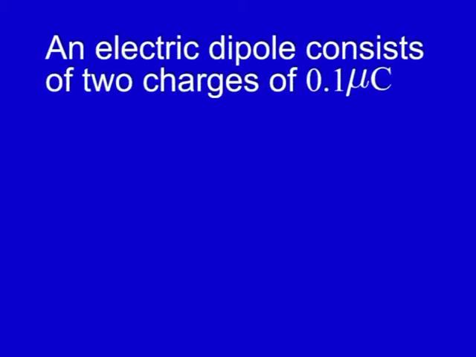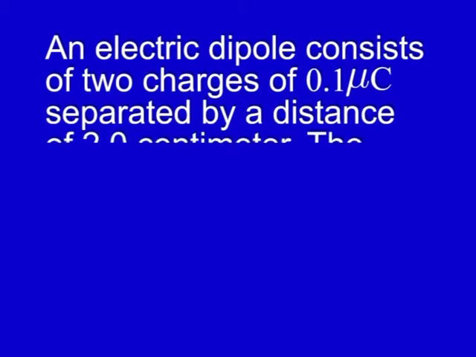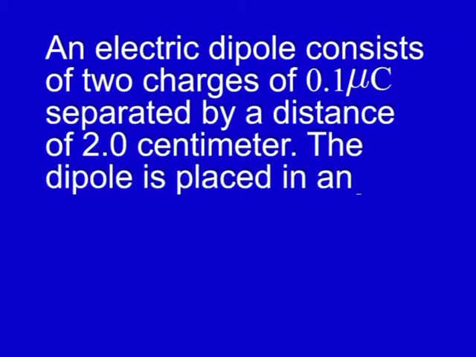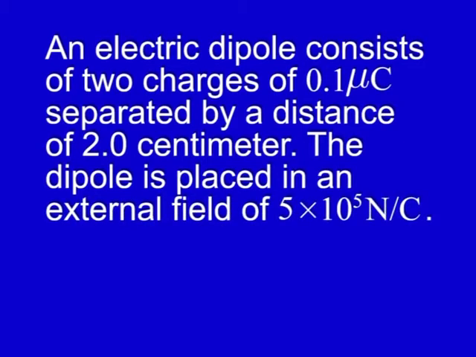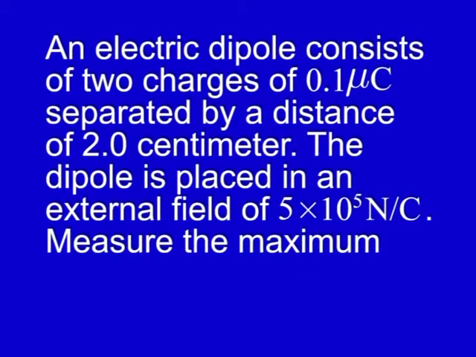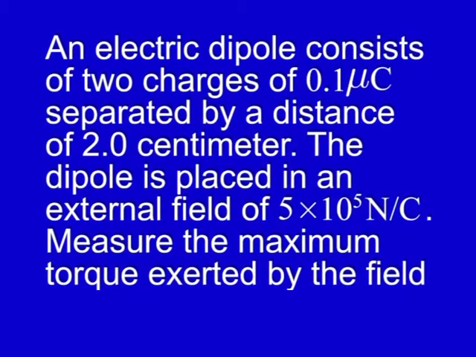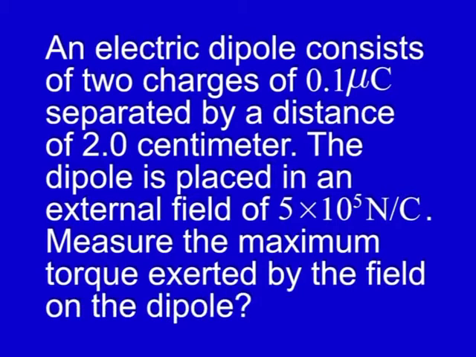An electric dipole consists of two charges of 0.1 microcoulomb separated by a distance of 2.0 centimeter. The dipole is placed in an external field of 5 into 10 raised to the power 5 Newton per coulomb. Here, you have to measure the maximum torque exerted by the field on the dipole.